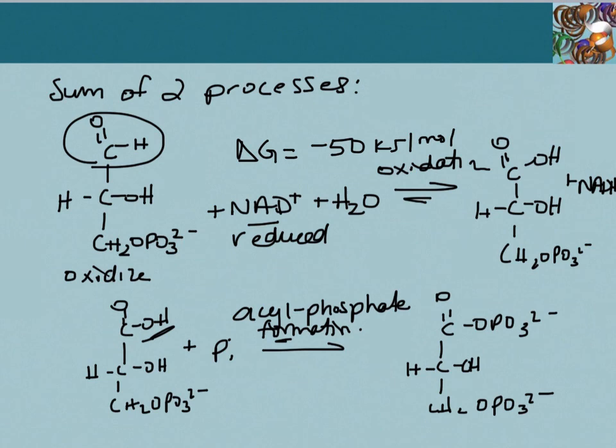So if these two reactions simply took place in succession, the second reaction would have a very large activation energy and thus not take place at a biologically significant rate. So we're going to couple these two reactions so that this aldehyde oxidation can be used to drive the formation of the acyl phosphate.